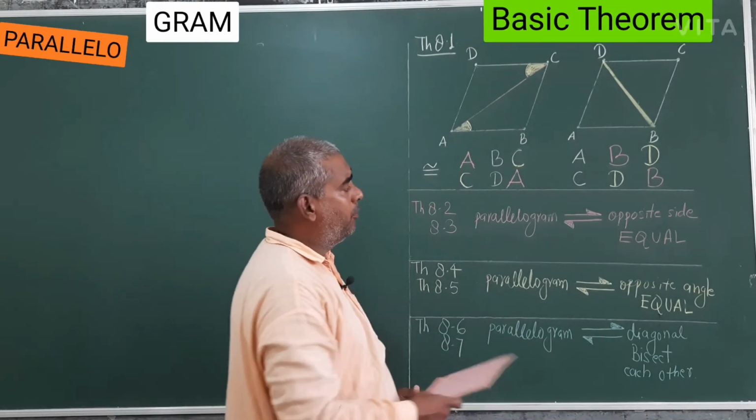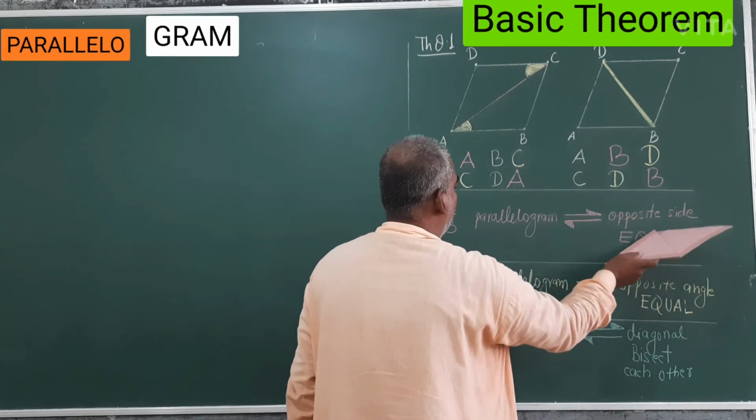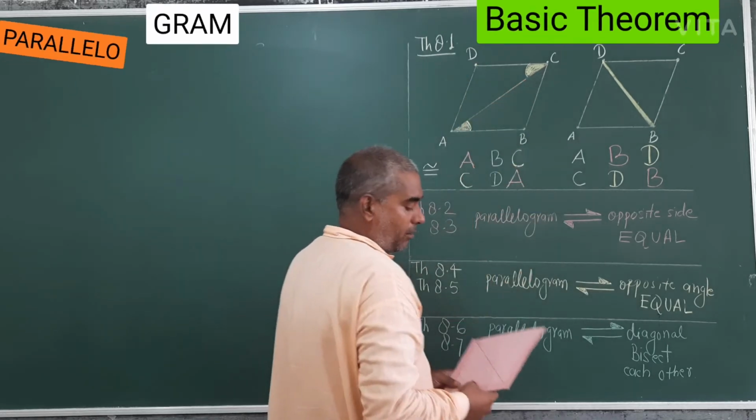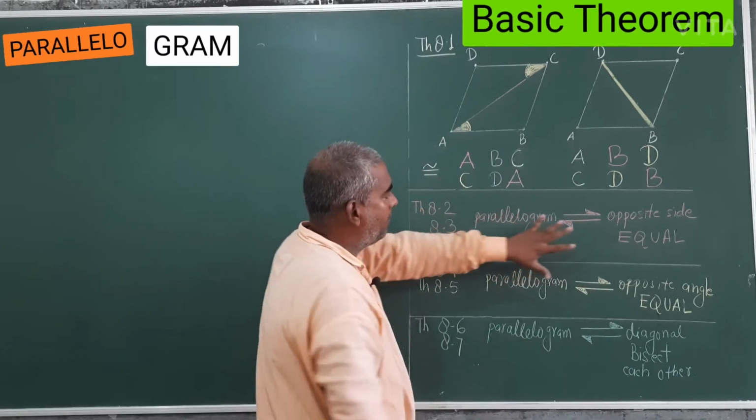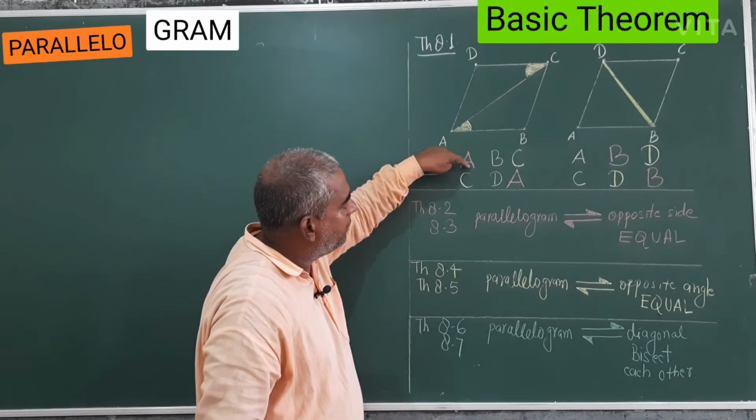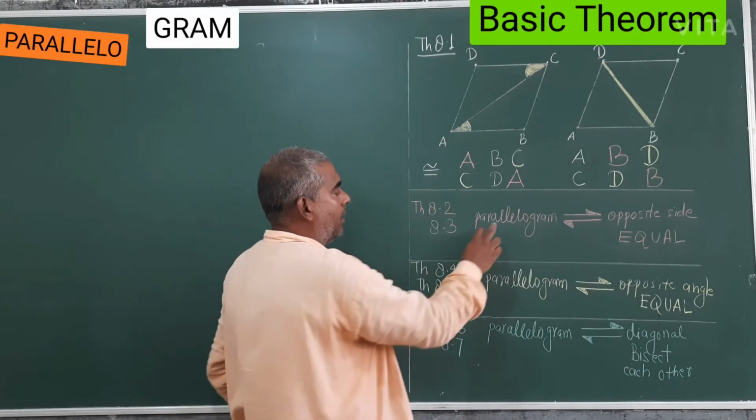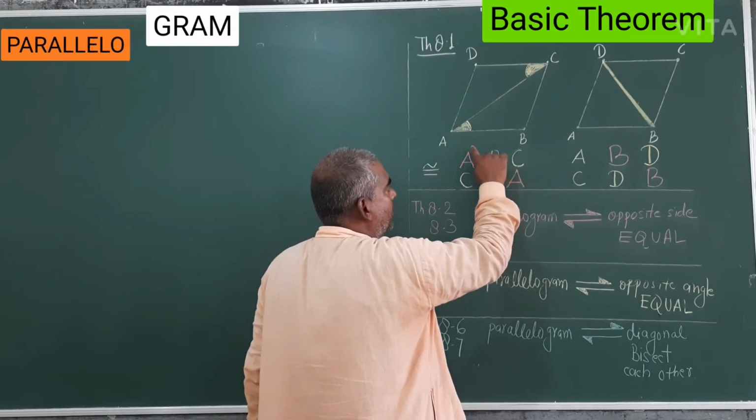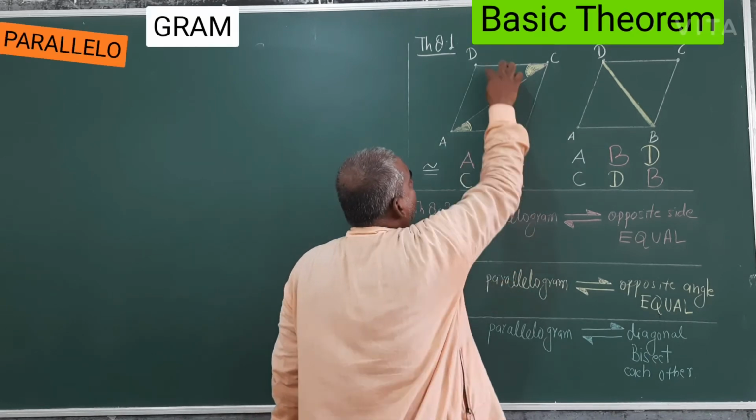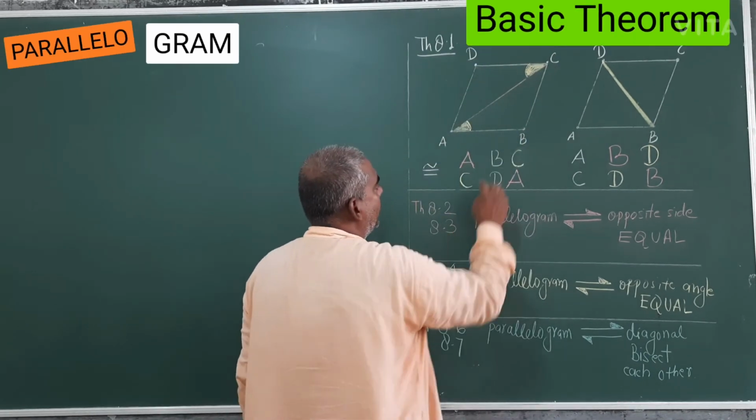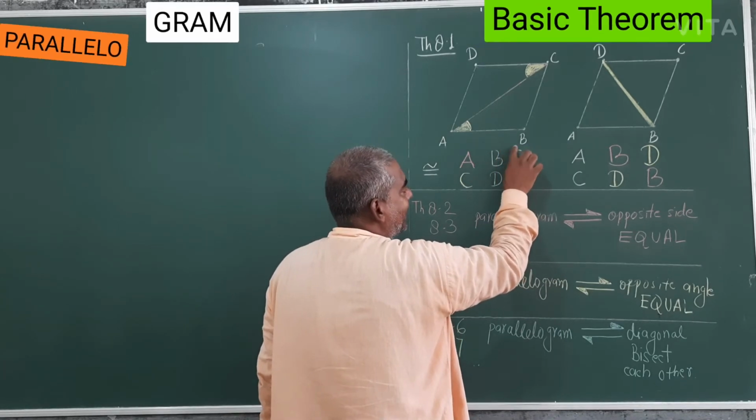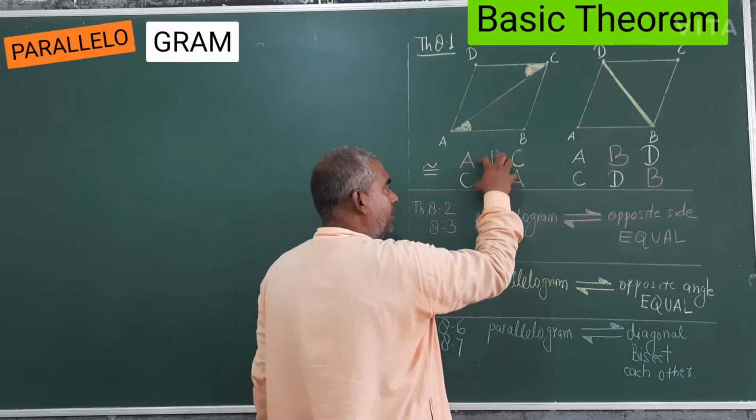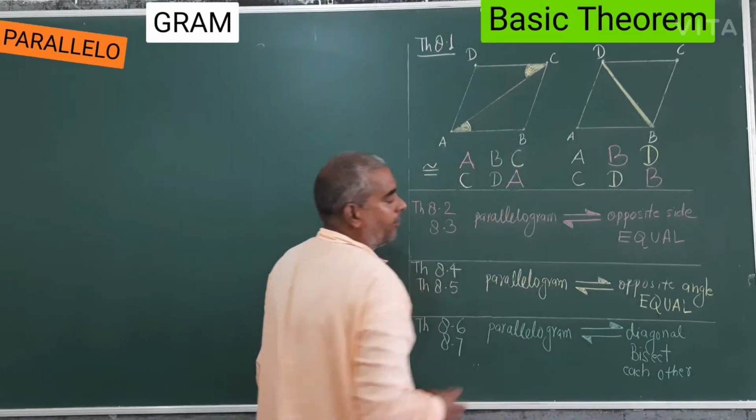And the theorem: opposite sides are equal. Opposite sides are equal means AB is equal to CD. I have not written anything here because in this figure you can have all the values. So what are opposite sides? AB, first, second, is equal to CD. AB equal to CD. Okay. Then BC, second and third, is equal to DA. BC is equal to DA. So with the help of this, everything can be written.